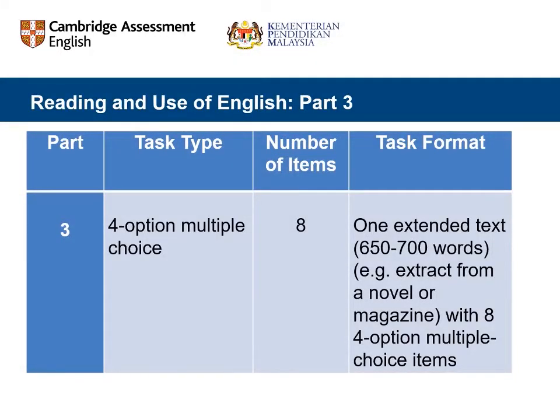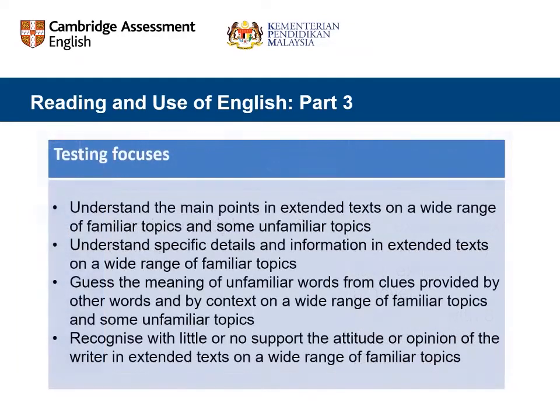Moving on to Part 3, this part consists of an extended text of 650 to 700 words and 8 4-option multiple-choice items. The testing focuses for Part 3 are: understand the main points in extended texts on a wide range of familiar topics and some unfamiliar topics, understand specific details and information in extended text on a wide range of familiar topics, guess the meaning of unfamiliar words from clues provided by other words and by context on a wide range of familiar topics and some unfamiliar topics, and recognise with little or no support the attitude or opinion of the writer in extended texts on a wide range of familiar topics.